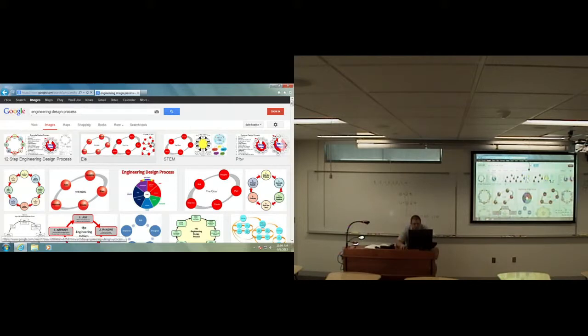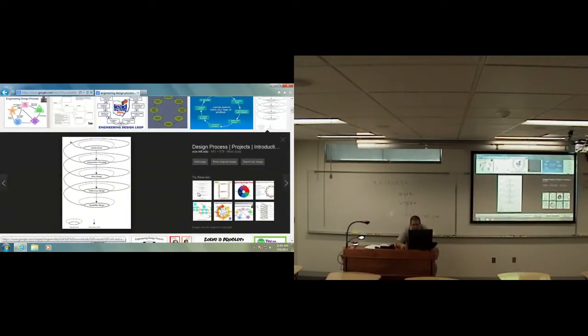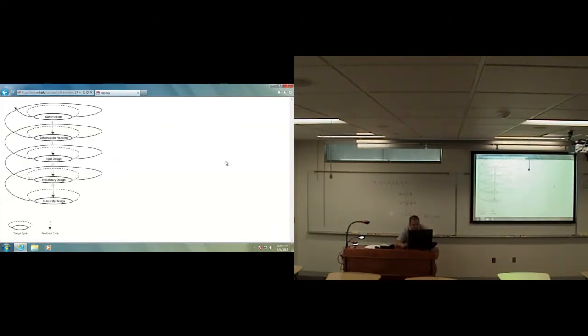You can notice here that there are charts that are cycles, similar to the one that we saw with the scientific process. Here's one that comes in steps. This one's from MIT, so maybe it's a good idea to look at this one since MIT is one of the best engineering schools in the nation.